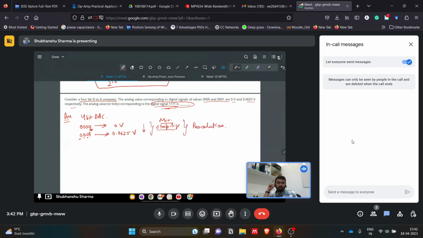So in short, they have indirectly given the resolution for this 4-bit tag. So we have resolution equals 0.0625 volts.